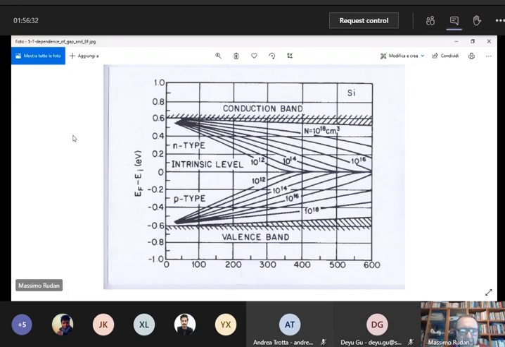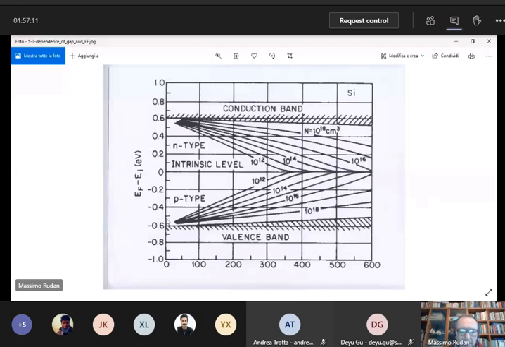The vertical axis is the difference between the Fermi level and the intrinsic level. So the zero is at the mid gap in this case, okay? Then you see that there are these areas below and above indicated with valence band and conduction band. So this line here is the lower edge of the conduction band, and this other line here is the upper edge of the valence band.